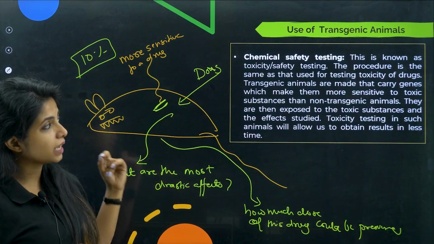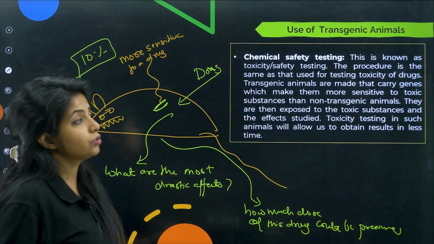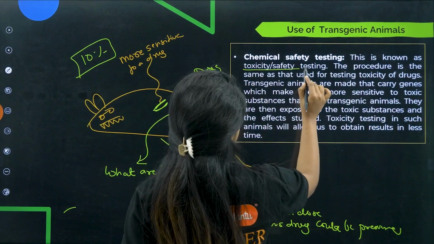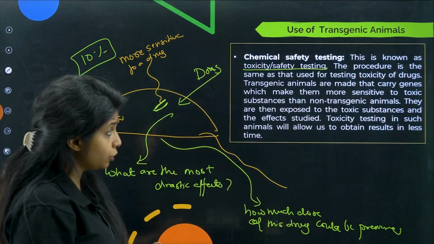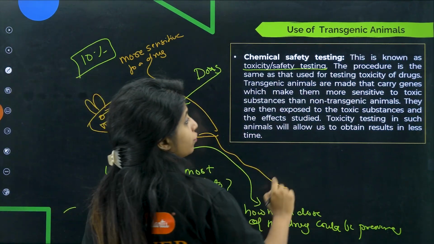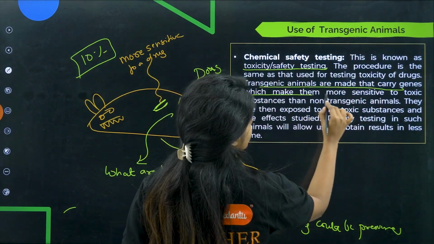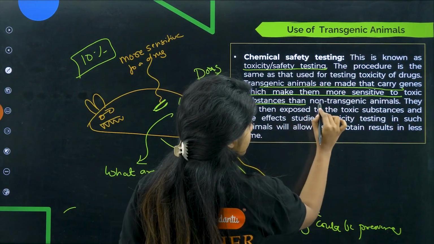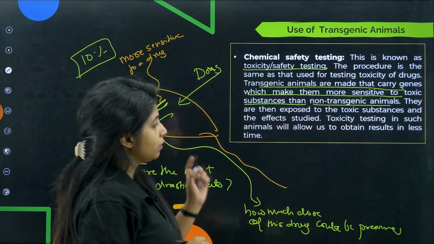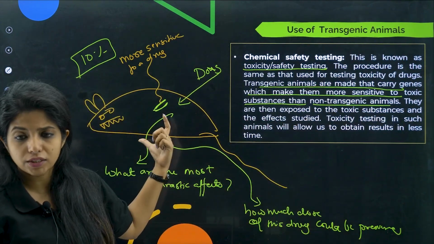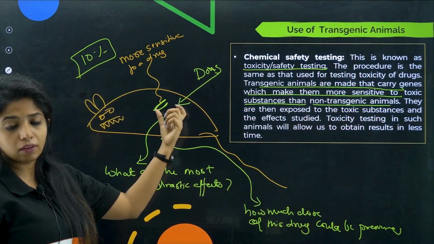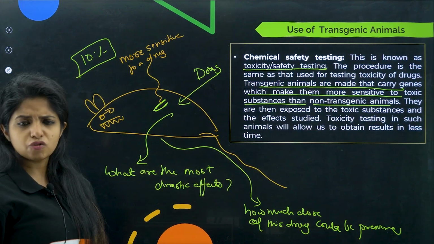So this is known as chemical safety testing, or toxicity or safety testing. The procedure is the same as that used for testing toxicity of drugs. Transgenic animals are made that carry genes which make them more sensitive to toxic substances than the non-transgenic animals. So I can find similar mice which are not very sensitive to this particular thing. Again, when I put 10% of this thing in that mouse, it's not very sensitive.